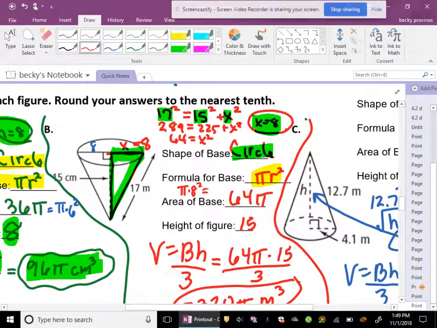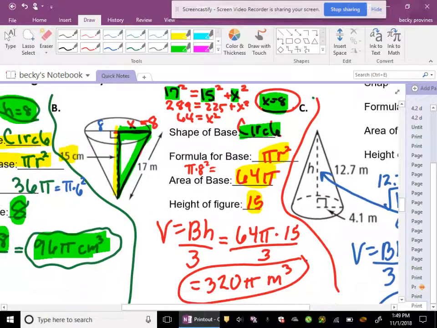Now, what's the height of the figure? Not the slant height. What's the regular height? The regular height is this number right here that's provided. It's the 15. Okay, so we're going to take base times height over 3. So 64 pi times 15 over 3. And I get 320 pi meters cubed. All right.